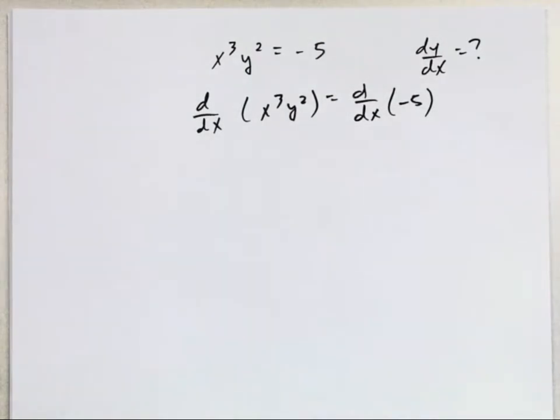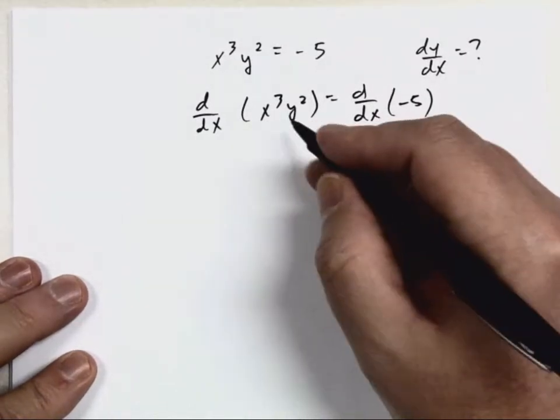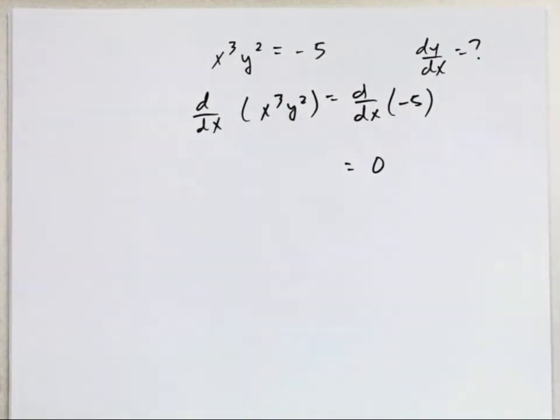Now the right-hand side is pretty straightforward, right? Derivative of a constant is just 0. Left-hand side, now we have x cubed times y squared. Two different variables, and they're actually multiplied. So what rule did we learn when you're trying to take the derivative and you have two factors multiplied together? We have to use the product rule.